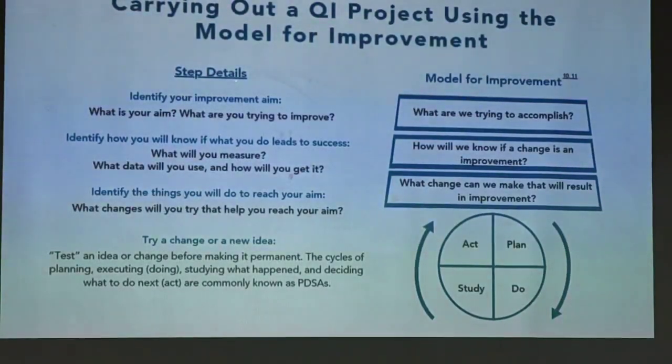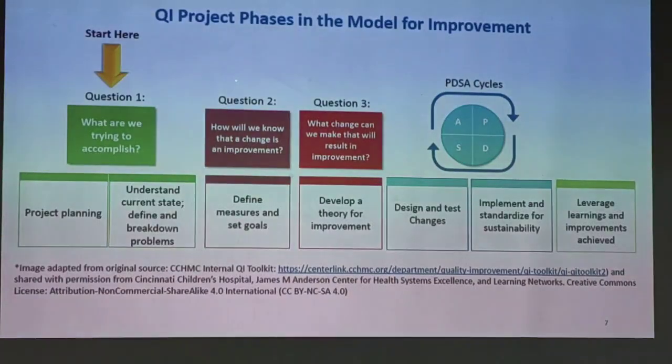What change can we make that will result in an improvement? So what are you going to try? And the idea is to test small changes before you make it permanent. You try it, you test it in a small environment, and you decide if it works or it doesn't work, or if you're going to change it and how you're going to do it, and you continue to do these PDSA cycles.